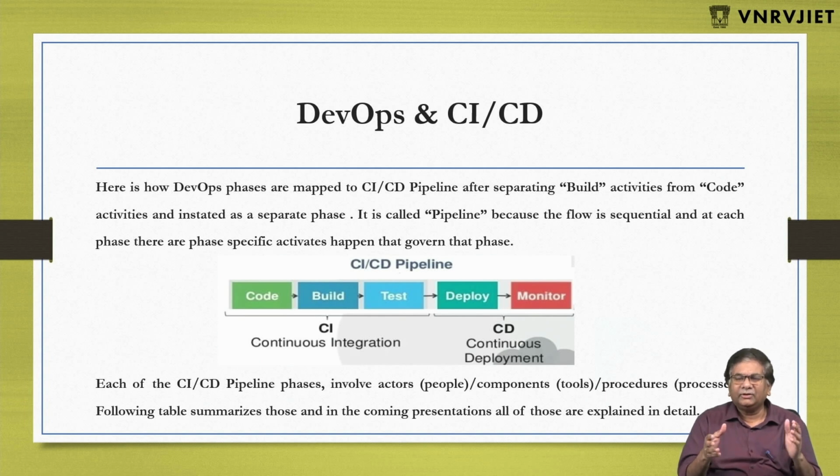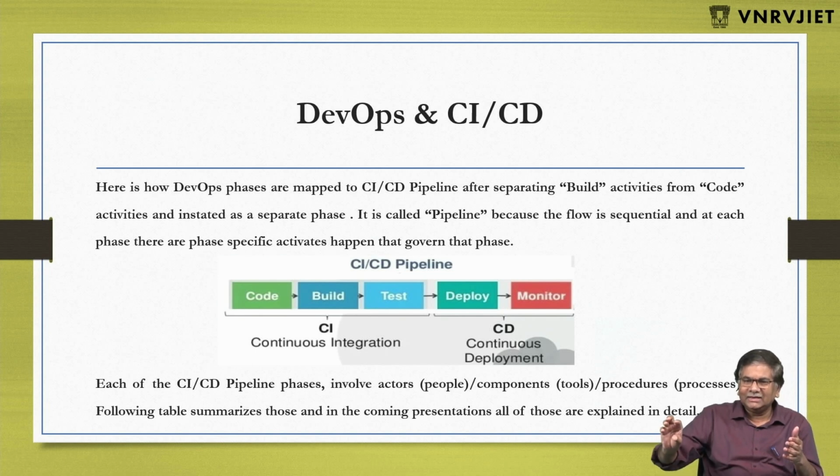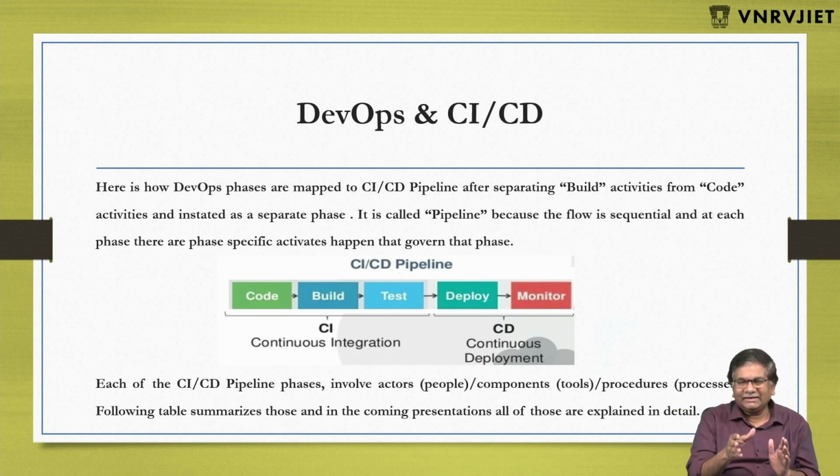So this is called a CI/CD pipeline because the flow is sequential. Well, again, I say sequential, but it doesn't need to be, because in the deployment phase, it could first be deployed to one test, then it goes to some other test, then another test, then it goes to staging, then it goes to production. That's the last stage. So it could be multiple things happening parallelly. It's like a pipeline.